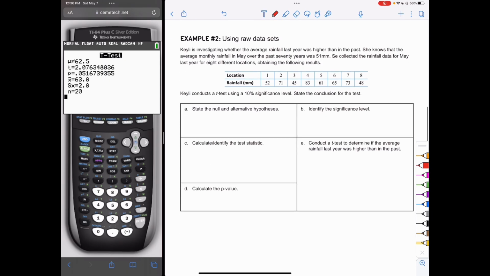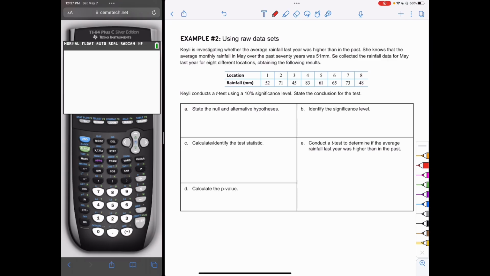All right, so now let's look at example number 2, how to perform a t-test when you have raw data sets. It says, Kaylee is investigating whether the average rainfall last year was higher than in the past. She knows that the average monthly rainfall in May over the past 70 years was 51 millimeters. She collected the rainfall data for May of last year for 8 different locations, obtaining the following results. She is going to conduct the t-test using a 10% significance level, and we want to state the conclusion for the test.